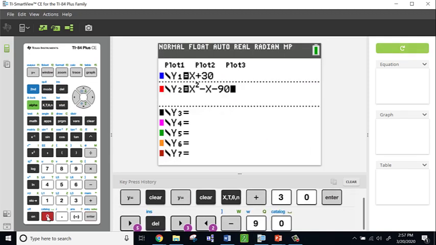All right, so what if it's these two problems that I want to do? And I have x plus 30 and then x squared minus x minus 90. Again, it's a nice straight line from the first equation. It's slope-intercept form, and the second one's a parabola, so it's going to be a curve. So most likely they're going to hit.